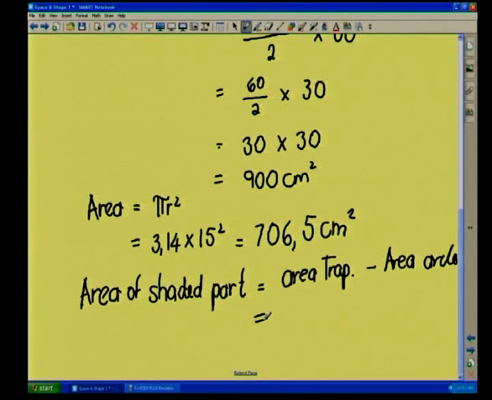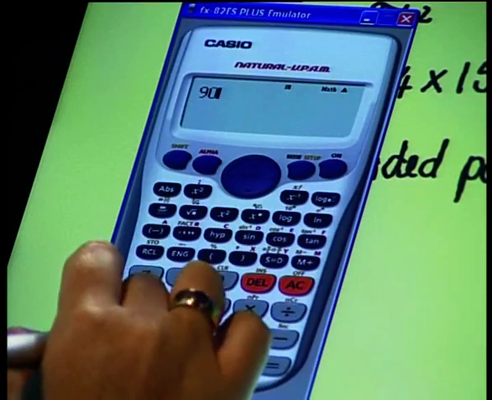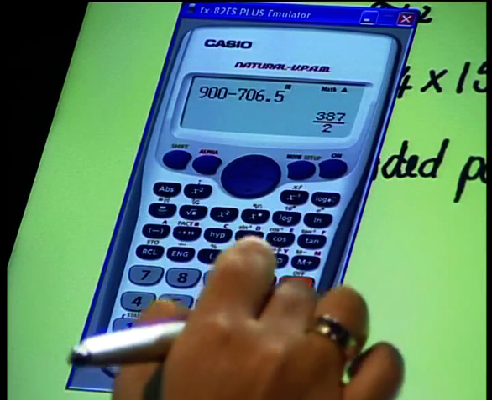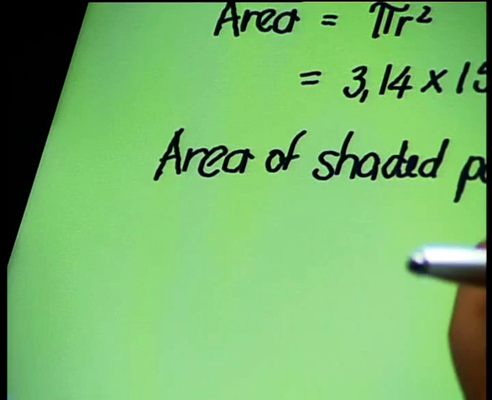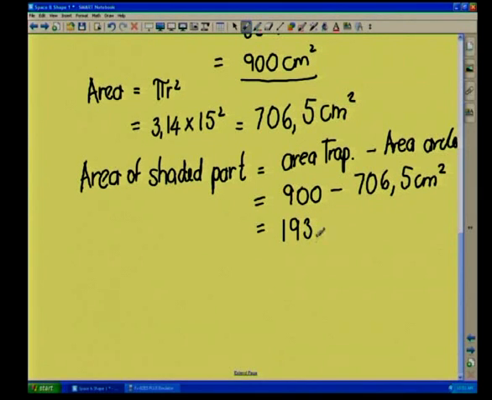Okay, my area of my trapezium was 900 centimeters squared, and the area of my circle was 706.5 centimeters squared. Getting out my calculator again, I'm going to say 900 minus 706.5, which gives me an answer of 193.5 centimeters squared. And that is my final answer.